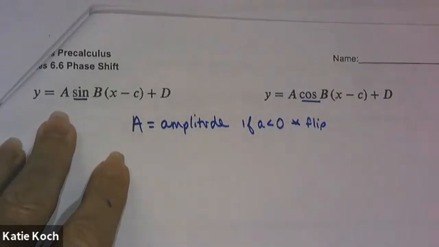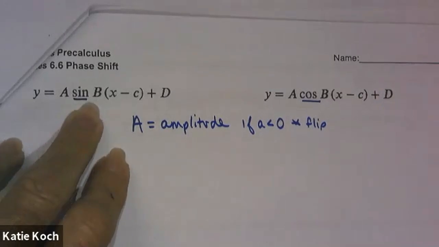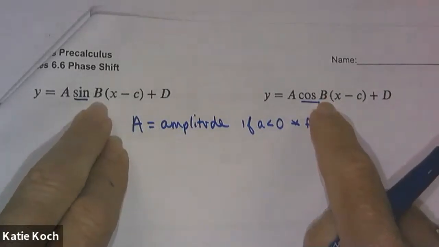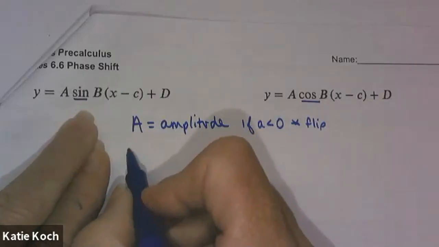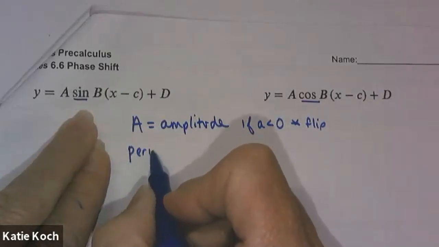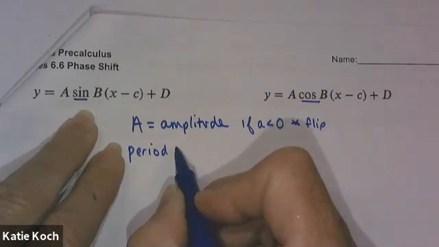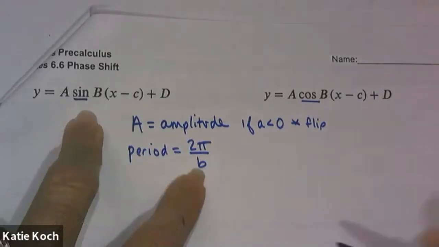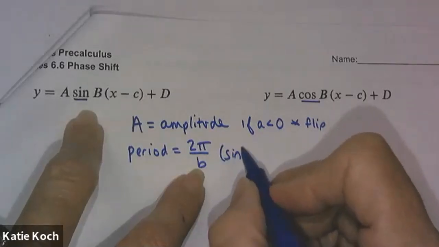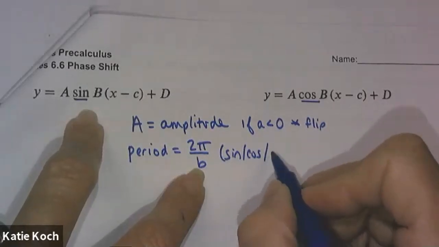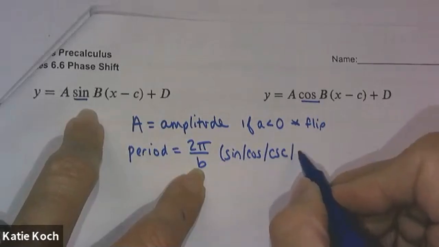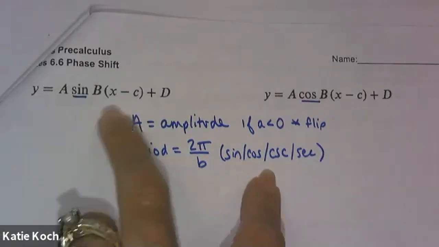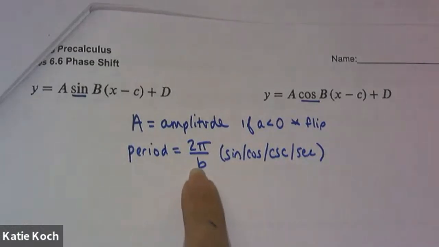The next thing we look at is that B number. B has an effect on the period, how long it takes to repeat. So the next thing I want to always list is what is the period? So the period is 2 pi over B, and that's for the sine, the cosine, the cosecant, and the secant. For sine, cosine, cosecant, and secant, the period is 2 pi over B.